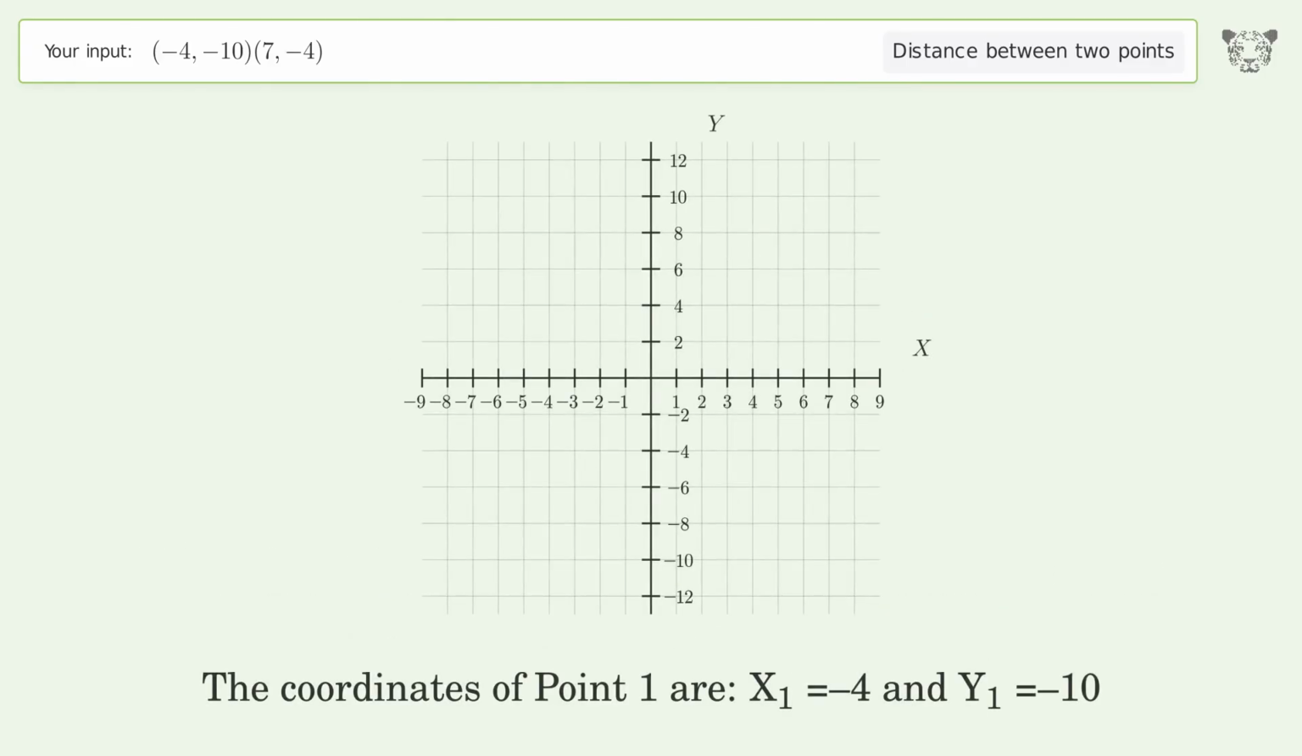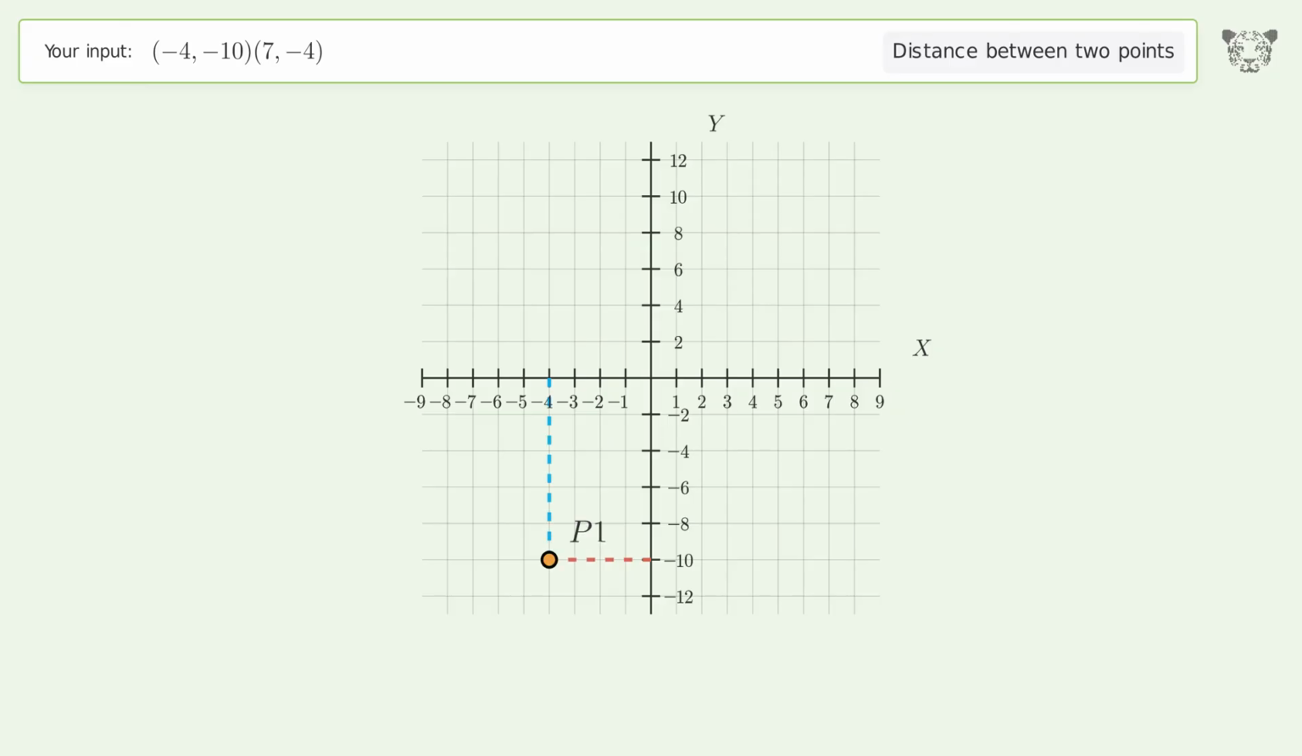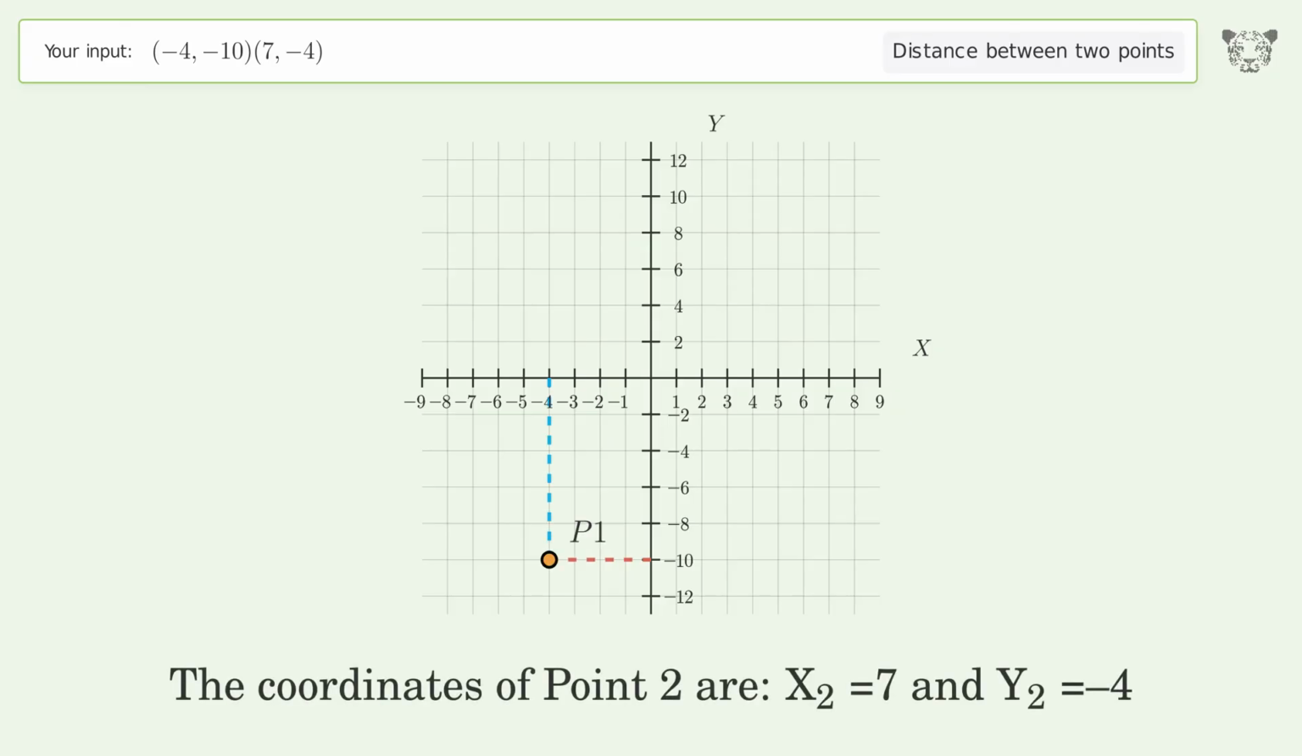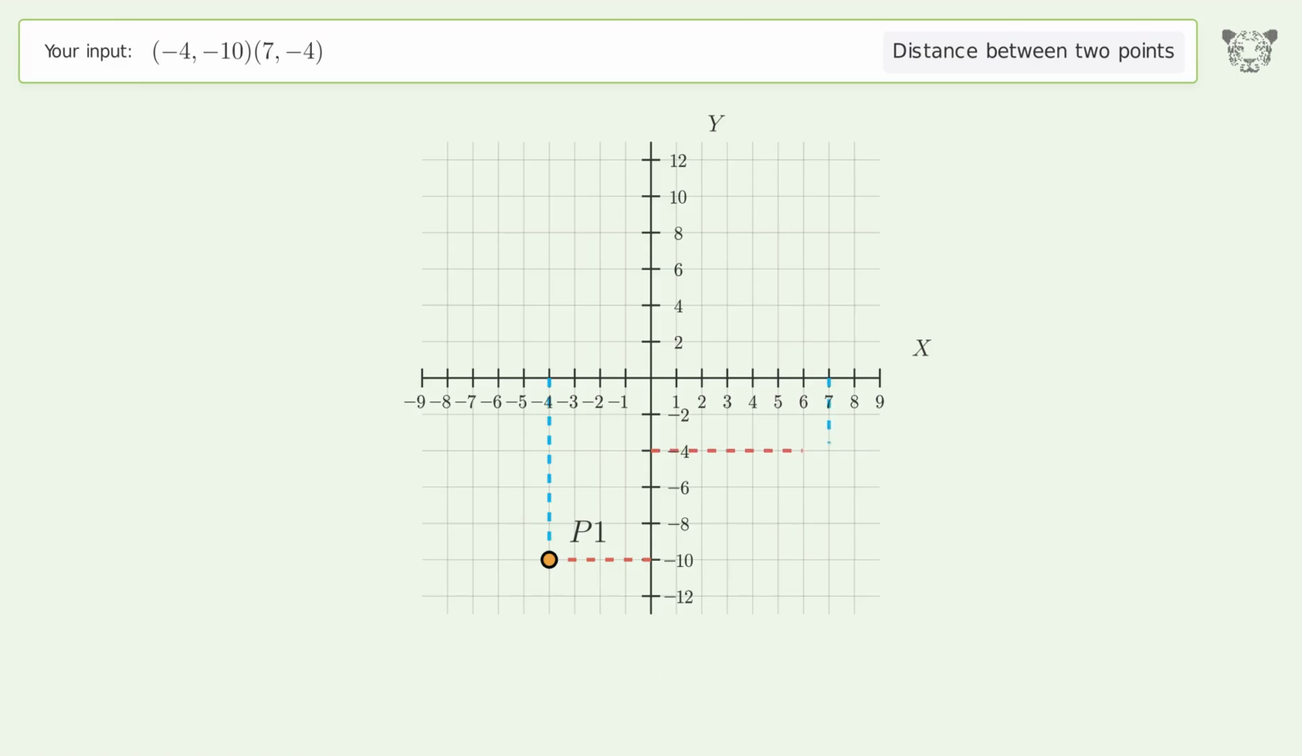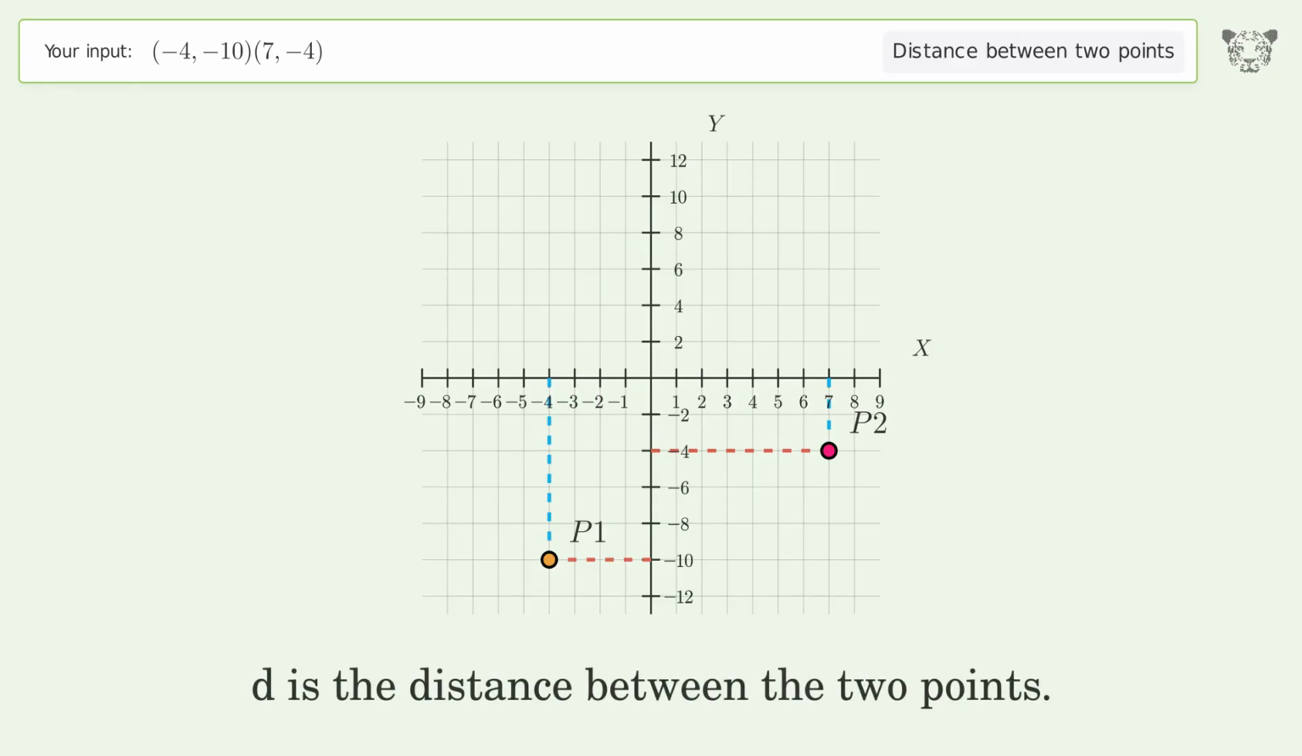The coordinates of point 1 are x1 equals -4 and y1 equals -10. The coordinates of point 2 are x2 equals 7 and y2 equals -4. D is the distance between the 2 points.